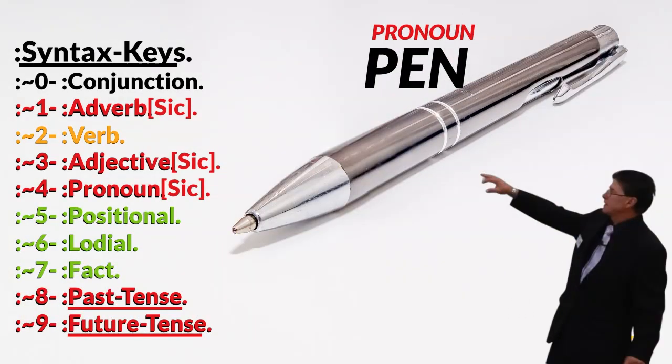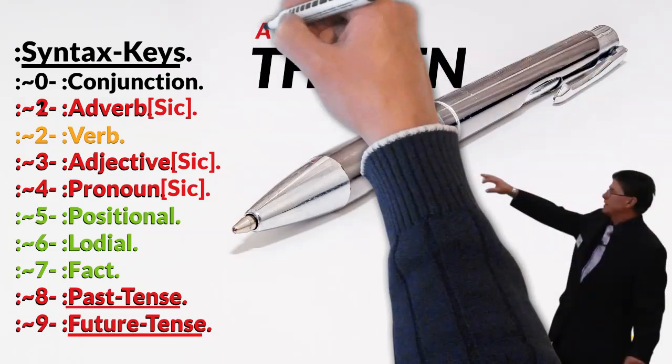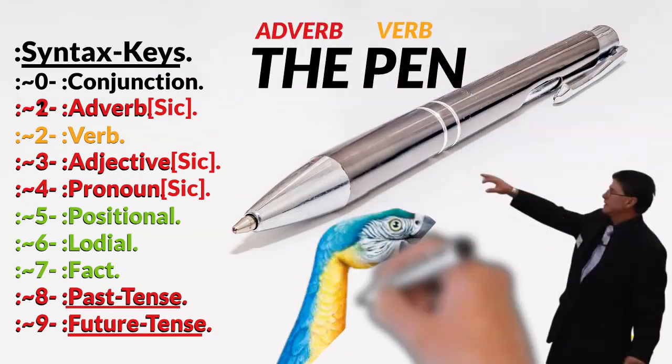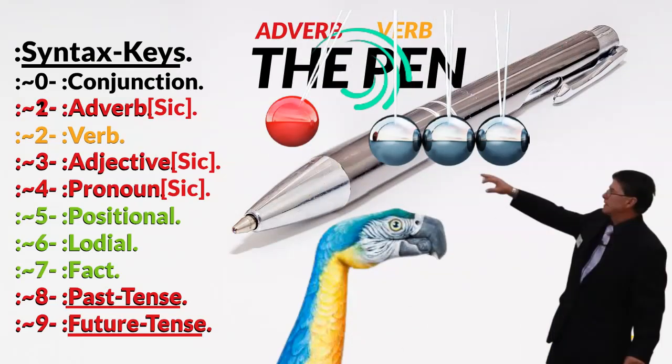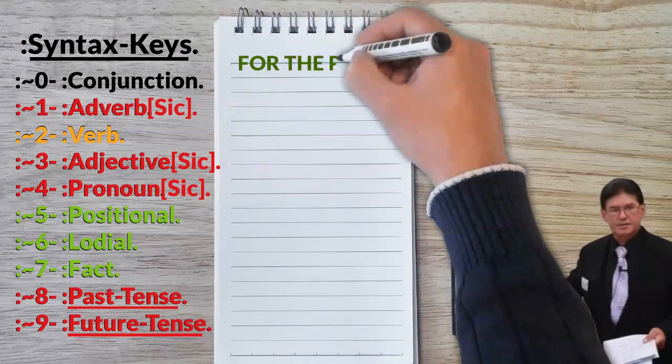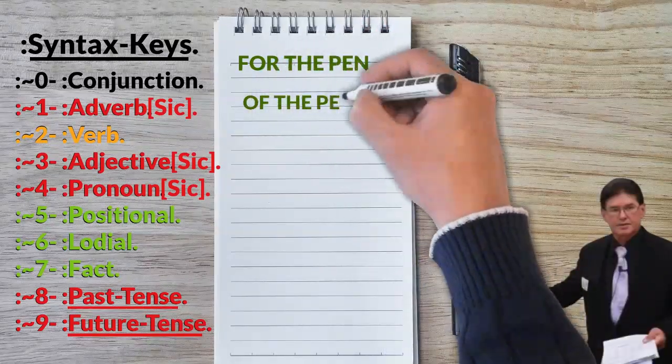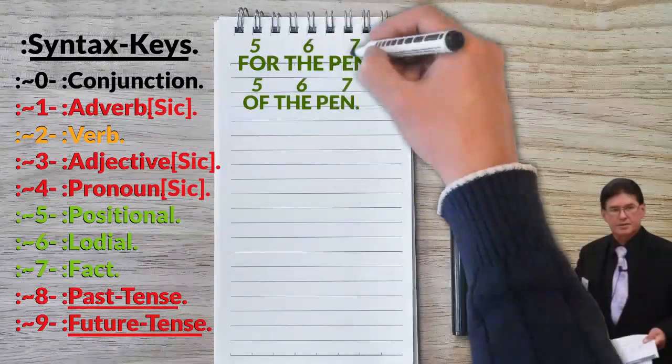Pen by itself is a pronoun. If I say the pen, the is an adverb which modifies the verb pen. Modification is change, change is motion, motion is action, action is verb. Okay, now if I say of pen, of is normally the preposition and the is the article. Separated, they both become adverbs.